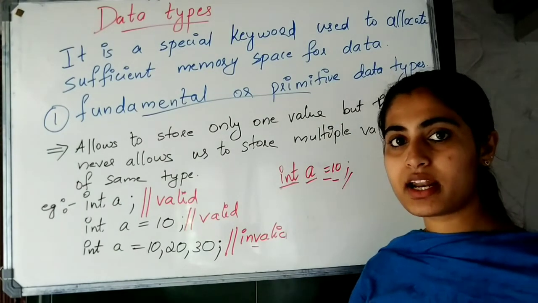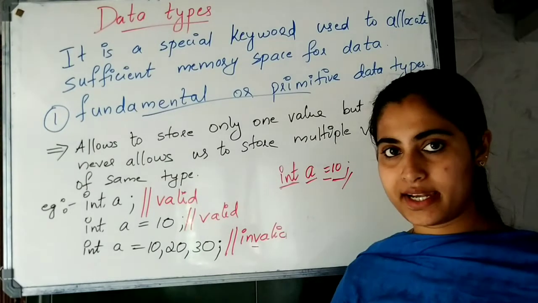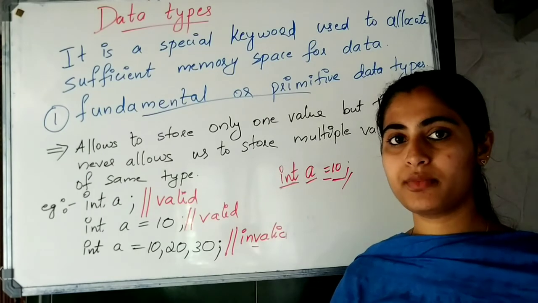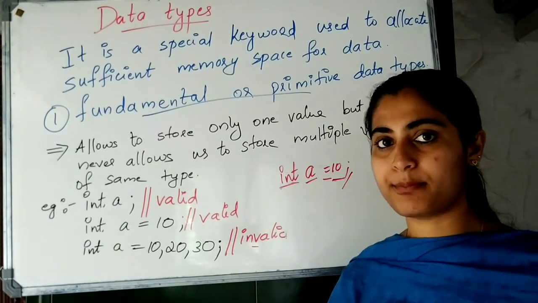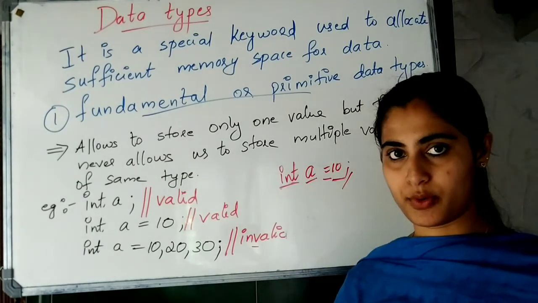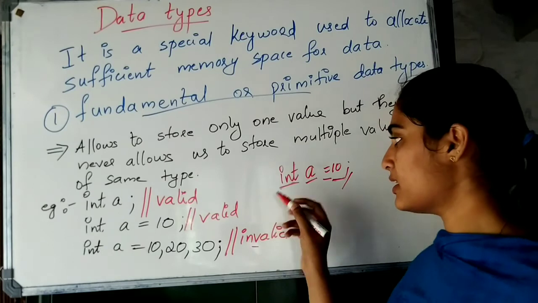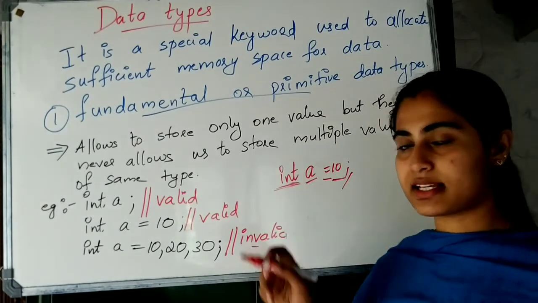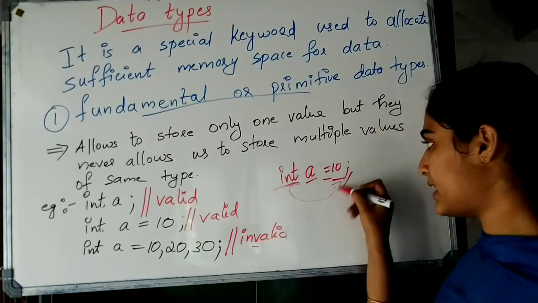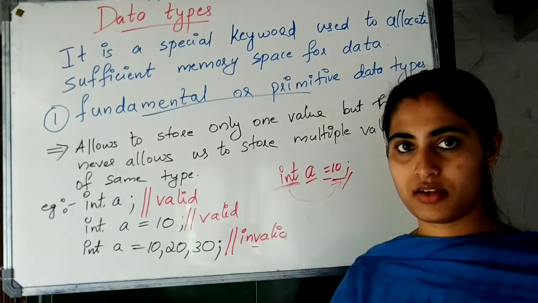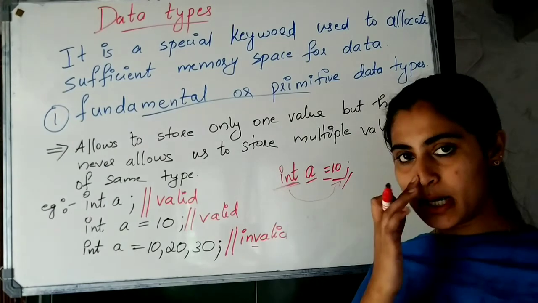For example, here I want to enter the number 10 into my Java program. By entering the number 10, memory space is needed for this number to be stored in our Java program. This memory space is provided by the data type int, which gives memory space for my data. So data type is a keyword which is used for providing memory space for our data.